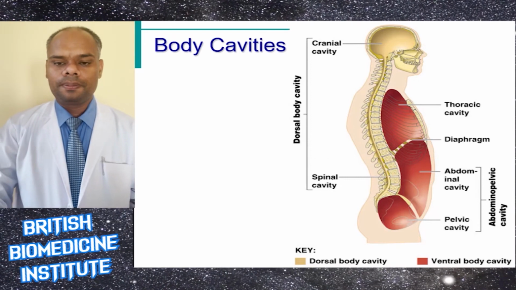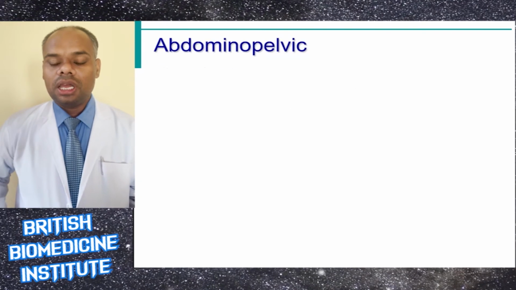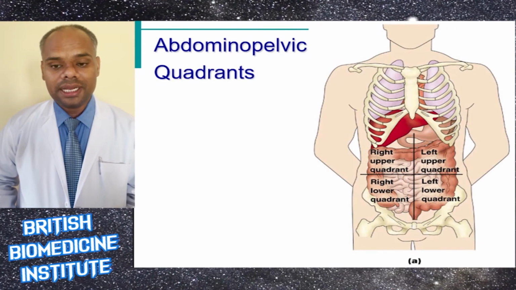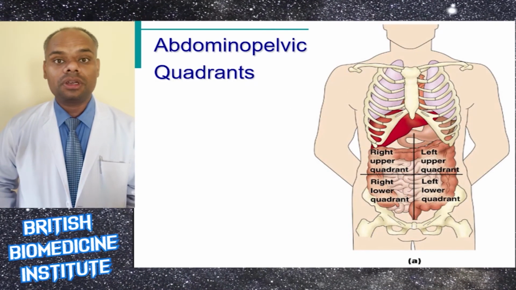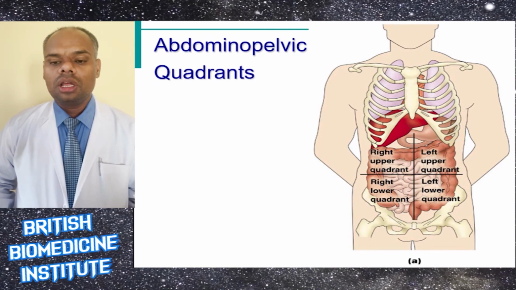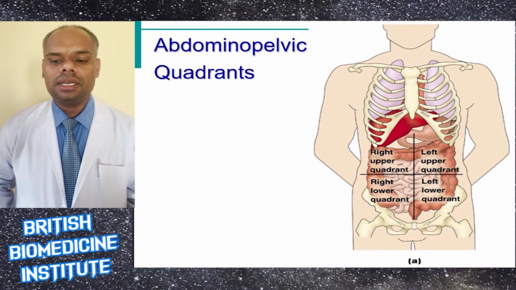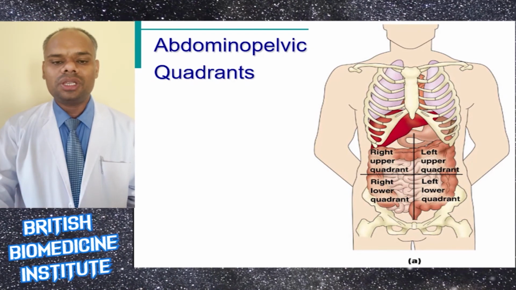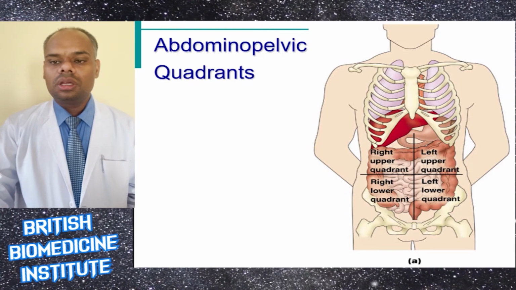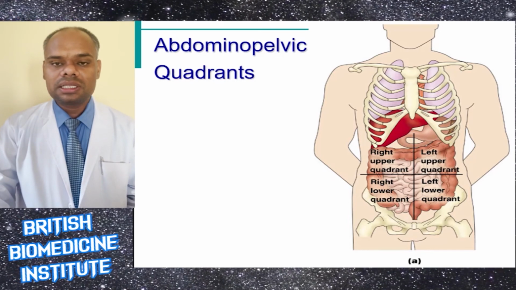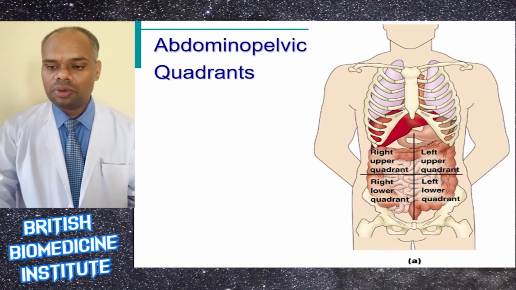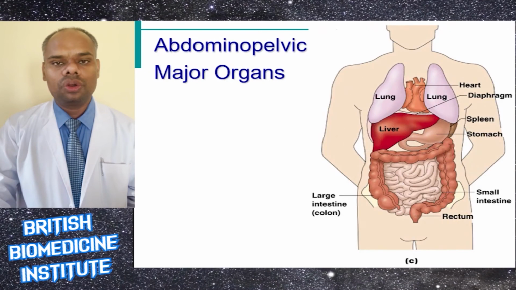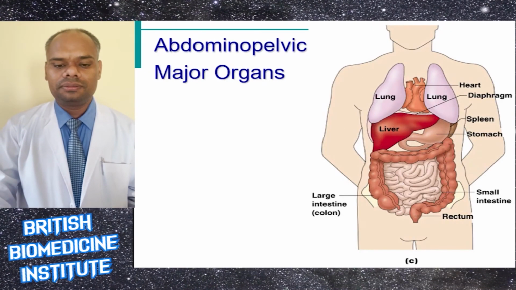abdominal quadrants. They consist of the right upper quadrant, left upper quadrant, right lower quadrant and left lower quadrant. Major organs are your heart, diaphragm, lungs, liver, small intestine, rectum and colon, also known as the large intestine.